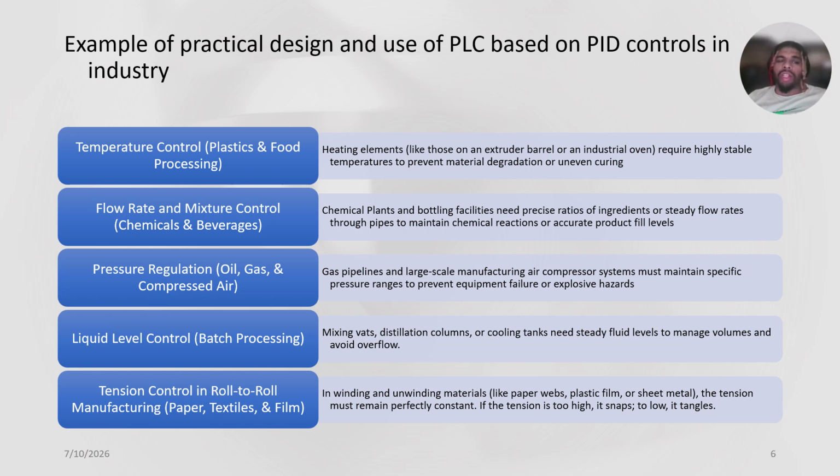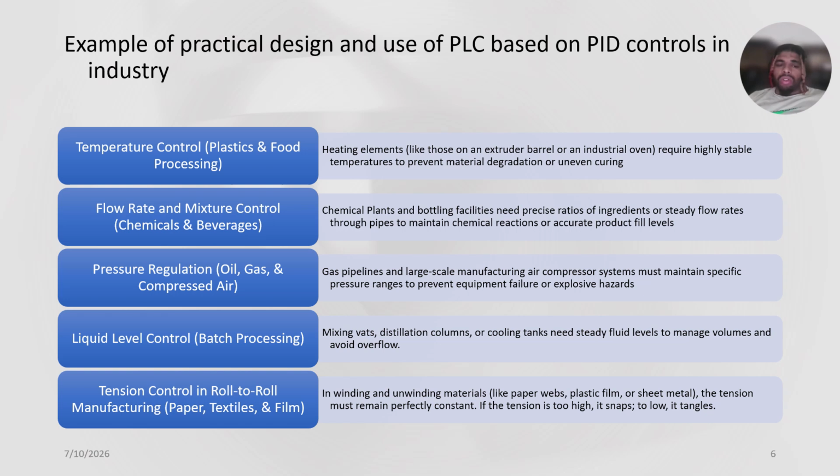Also, pressure regulation, like oil, gas, or compressed air. Gas pipelines and large-scale manufacturing air compressor systems must maintain specific pressure range to prevent equipment failure or explosive hazards. Liquid level control, like batch processing, like medicine manufacturing, they have mixing vats and distillation columns or cooling tanks that need steady fluid levels to manage volumes and avoid overflow.